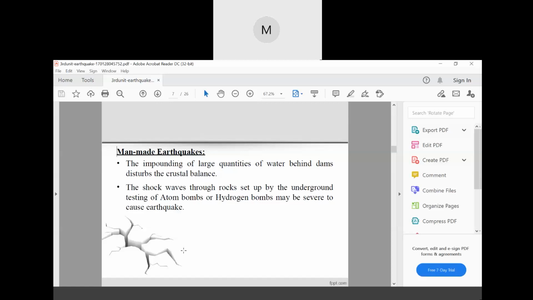Now, if you can see this, number one, the impounding of large quantities of water behind a dam disturbs the balance. The next one is shocks through rock set up by underground testing of atom bombs and hydrogen bombs. You know, the atom bombs and hydrogen bombs were tested underground. This may be severe enough to cause an earthquake.